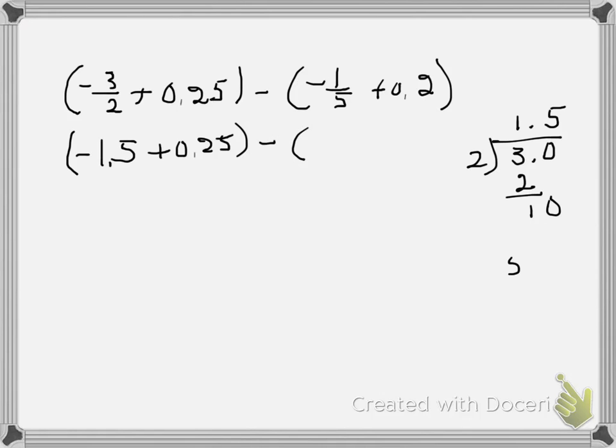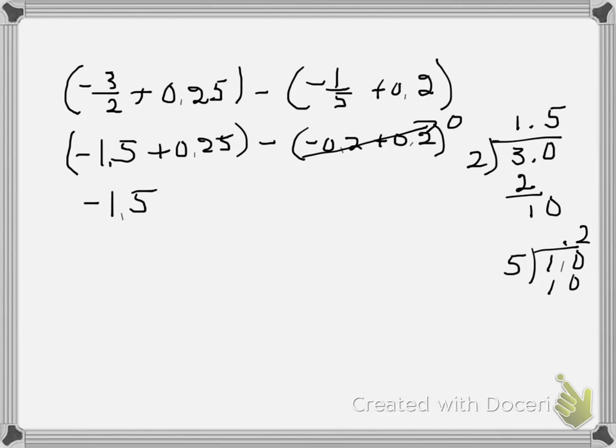That would be 5 into 1. Add a decimal and a 0, goes 2 times. 2 times 5 is 10. So that is a -0.2 plus a positive 0.2, which is a 0, a number and its additive inverse. So now we only have the two on the left. So I have a -1.5 plus 0.25.